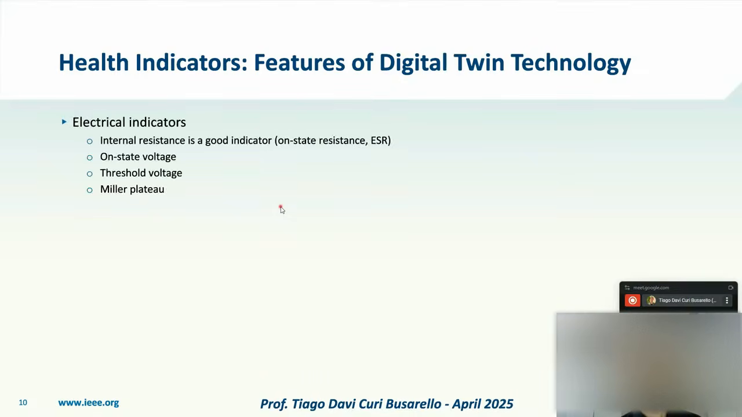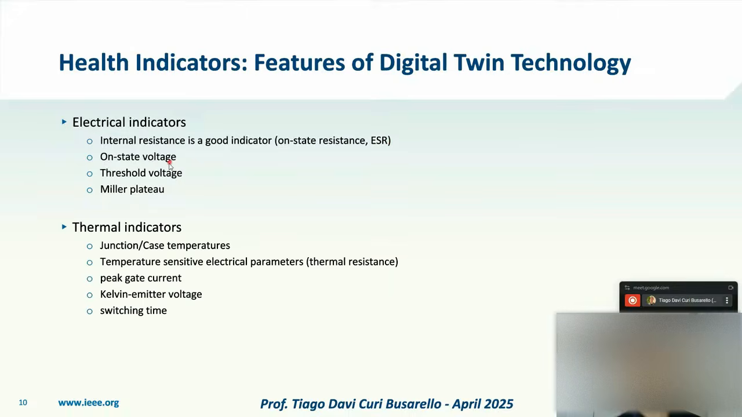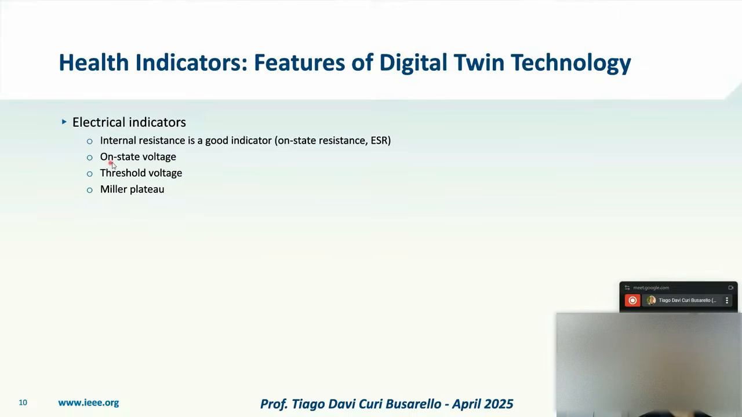Great. So starting with electrical indicators, because in our more realistic model, since the currents are equal to the physical one, for instance, we can take the electrical indicators. And a good one is the internal resistance of components, like the on-state resistance of a MOSFET, the series resistance of capacitors. They are good electrical indicators. They will tell us how old the component is. Other indicators are the on-state voltage of MOSFET, the threshold voltage, and also the Miller plateau of MOSFETs.